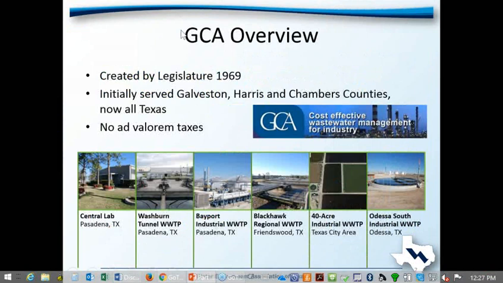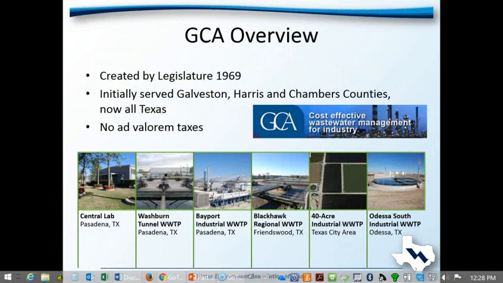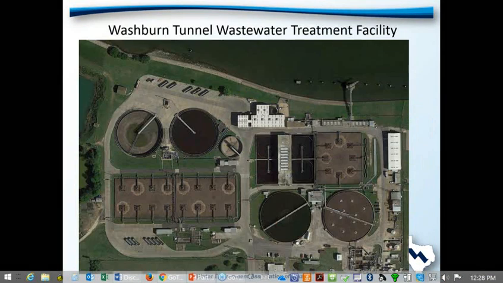Gulf Coast Authority was founded in 1969 as Gulf Coast Waste Disposal Authority. Initially, we were just around Galveston Bay. We were formed to help clean up Galveston Bay. I just want to point out that's a year before EPA was founded and 3 years before the Clean Water Act. We're completely funded by user fees. We have several different operating facilities. We primarily have regional facilities treating industrial waste, chemical plant waste, refineries, and so on. The facility we're going to talk about today is our Washburn Tunnel facility.